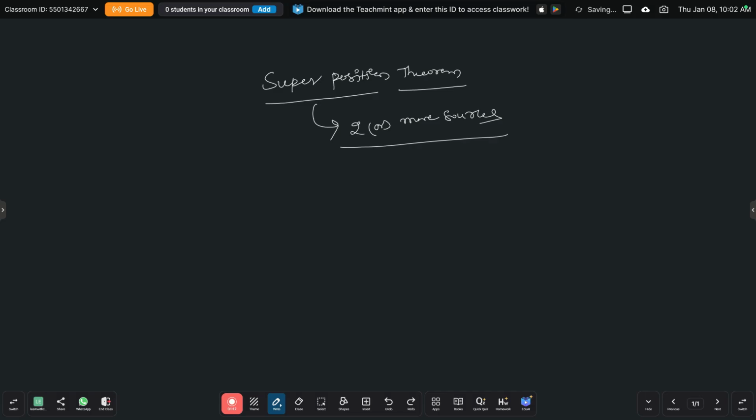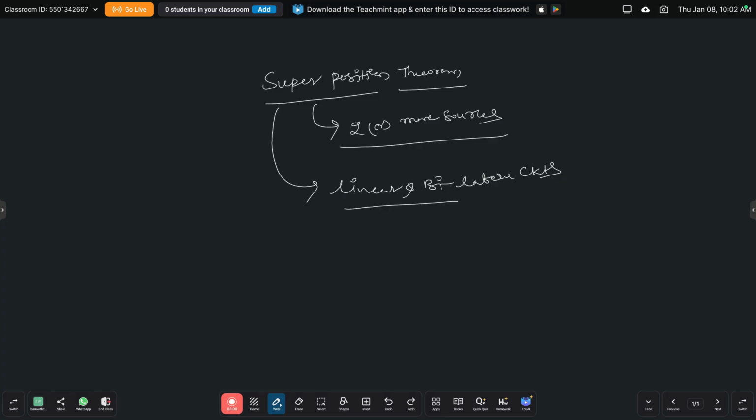Suppose the given circuit doesn't have two or more sources, so fewer than two. If there is any single voltage source, we cannot apply the superposition theorem. So the given circuit must consist of two or more sources. Also, this superposition theorem is always applicable for linear and bilateral circuits, and the circuit must consist of two or more sources.